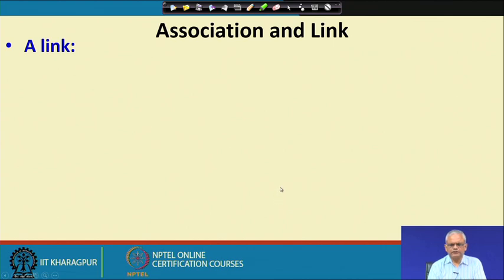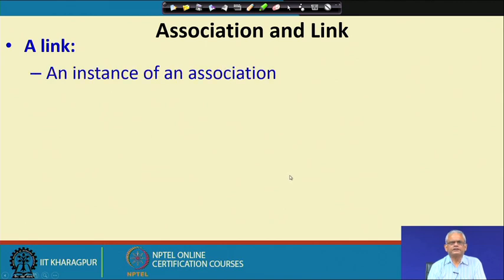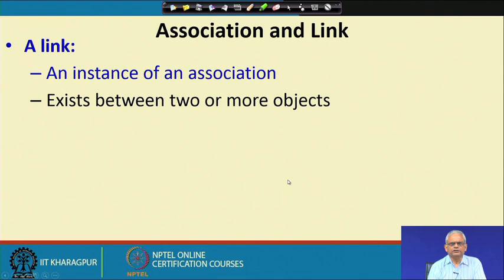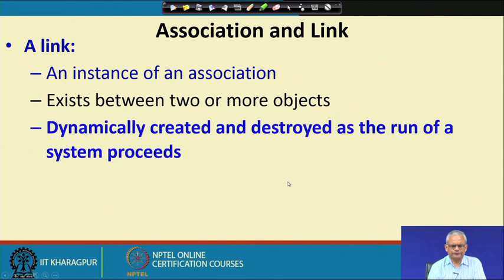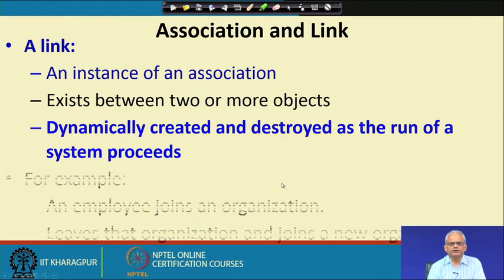Now, let us look at the concept of a link. We have so far seen that the association relationship exists between classes, and for the objects of the 2 classes which are associated, a link exists between them, and therefore, we can say that a link is an instance of an association existing between 2 or more objects. The association relationship between classes is static in nature. We always represent the association, whereas as the system runs and the software executes, the links between objects may get dynamically created or destroyed.